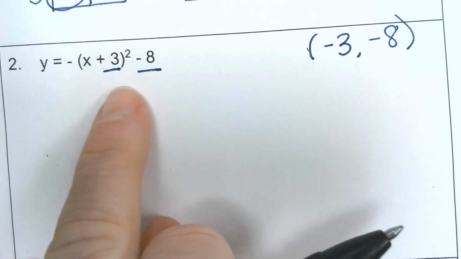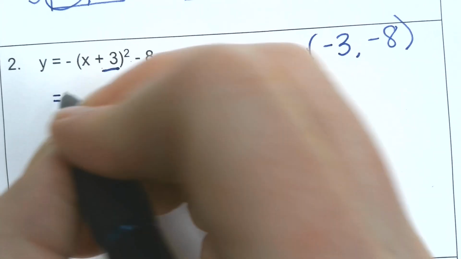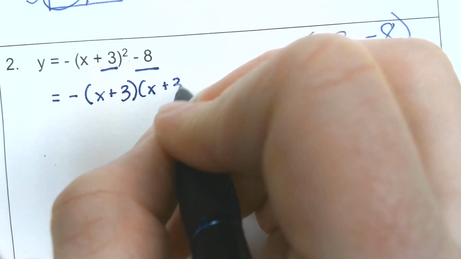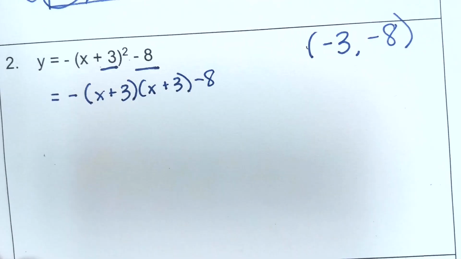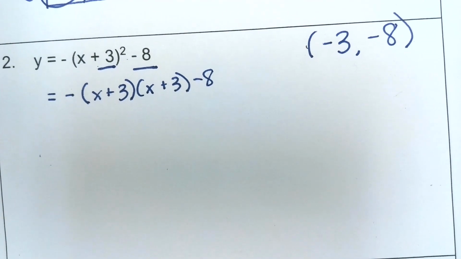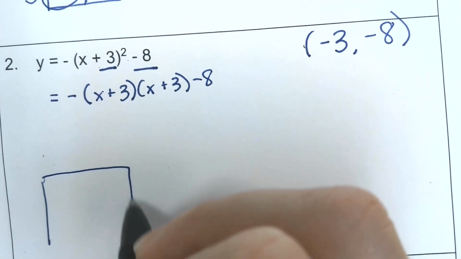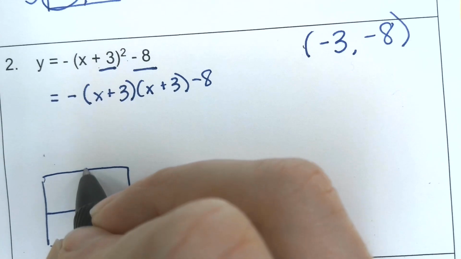So now we expand this. So this equals negative (x plus 3) times (x plus 3) minus 8. All right, do x plus 3 in the box because we got to multiply them.